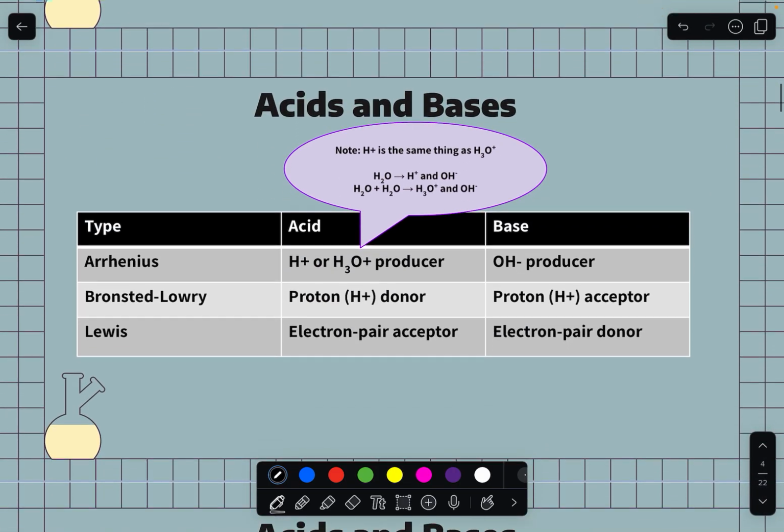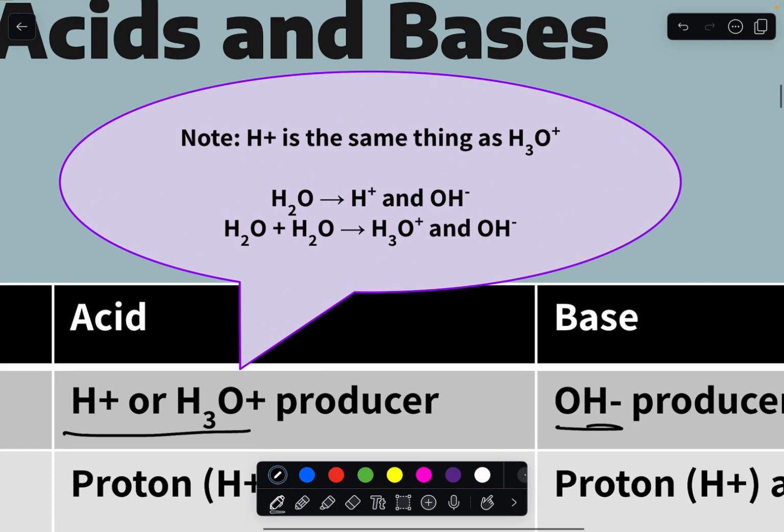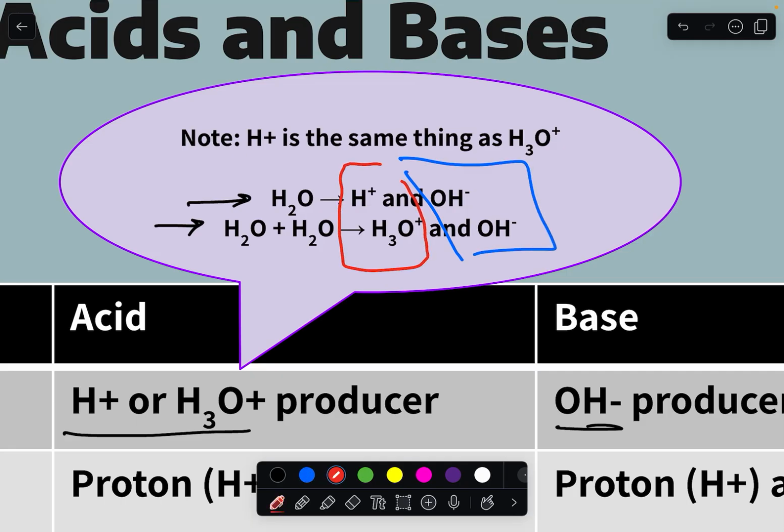So definitions for acids and bases, we have 3 different definitions. We have the Arrhenius acid. Arrhenius acids produce H plus or H3O plus. The base produces an OH minus. And a note for that, if we look at water, water on its own dissociates into H plus and OH minus. 2 waters together dissociate into H3O plus and OH minus. They both make the OH minus, that's the basic side of it. But one of them makes an H plus and the other makes an H3O plus.